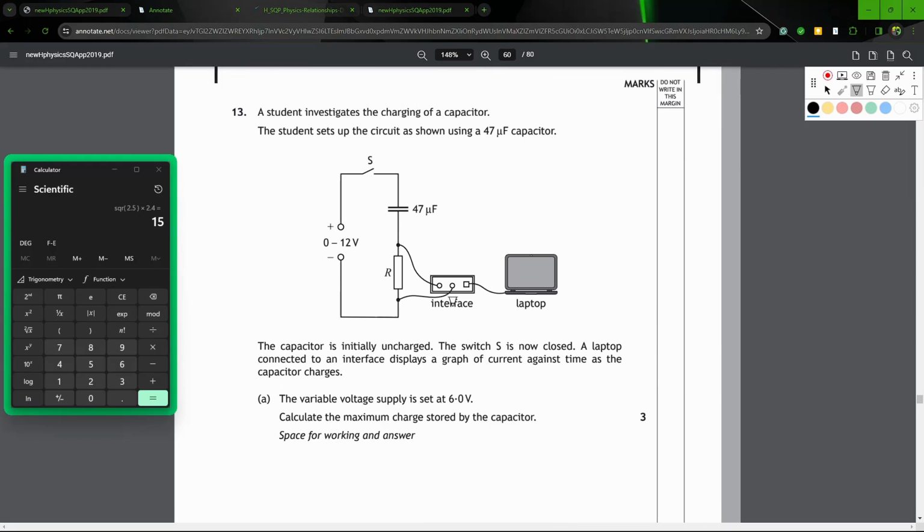A student investigates the charging of a capacitor. The student sets up the circuit as shown using a 47 microfarad capacitor. The capacitor is initially uncharged. The switch S is now closed. A laptop connected to an interface displays a graph of current against time as the capacitor charges. The variable voltage supply is set at 6 volts. Calculate the maximum charge stored by the capacitor.